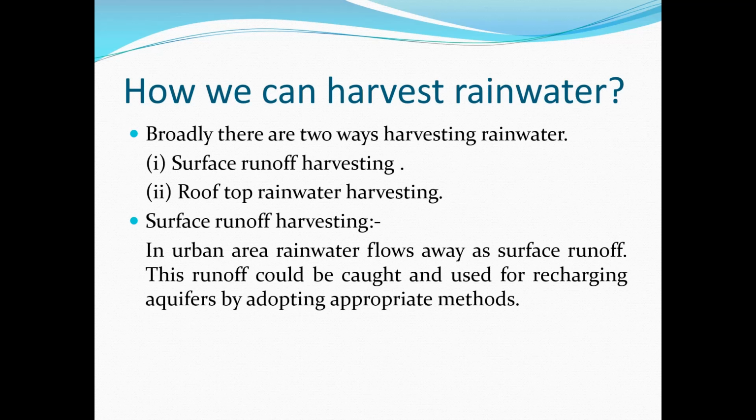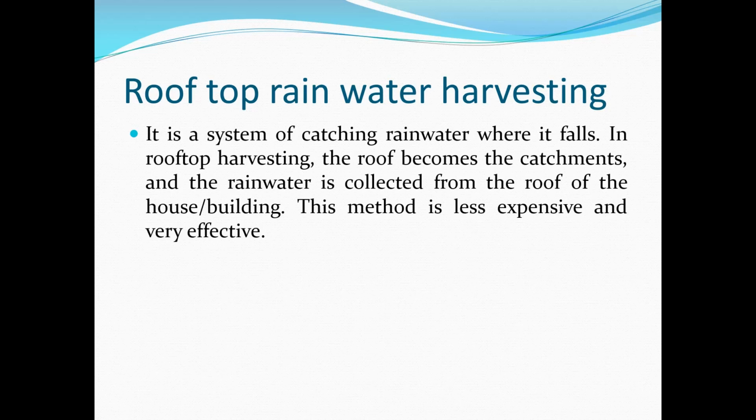And how can we harvest the rainwater? Broadly, there are two ways of harvesting rainwater. First is surface runoff harvesting, and second is rooftop rainwater harvesting. In surface runoff harvesting in urban areas, rainwater flows away as surface runoff. This runoff could be caught and used for recharging aquifers by adopting appropriate methods. And second is rooftop rainwater harvesting, which is most applicable and appealing to everybody and easy to implement.